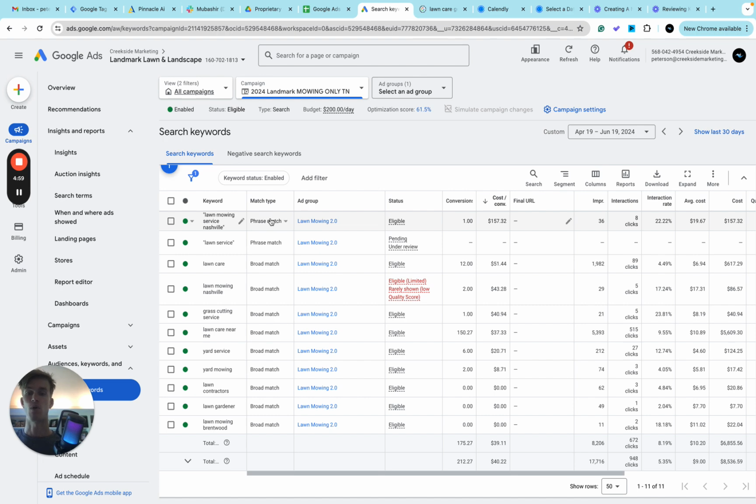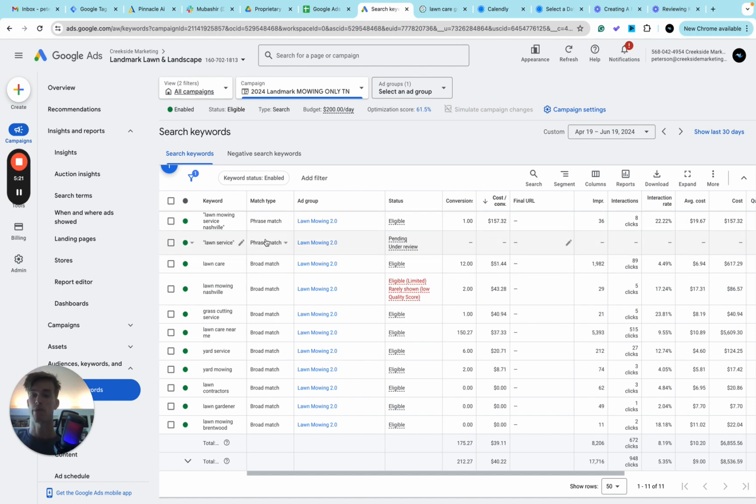If, for example, this was a phrase match one, we were not going to move it into its own ad group. We were just going to keep it how it is and do our normal optimization. We would change it from phrase match to exact match. And if it was an exact match keyword that was getting too high a cost per conversion, we would then just go ahead and pause that.